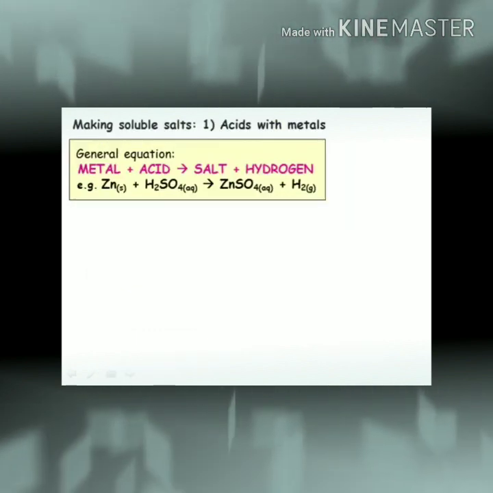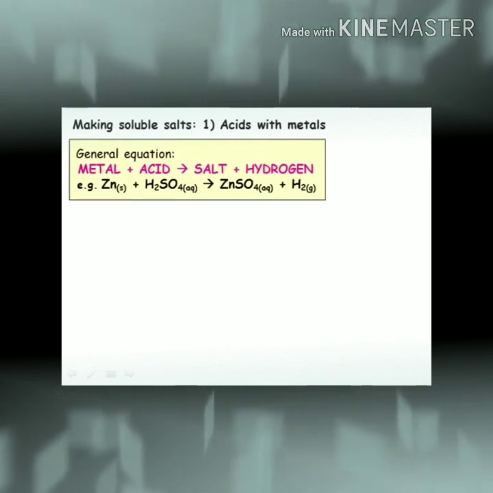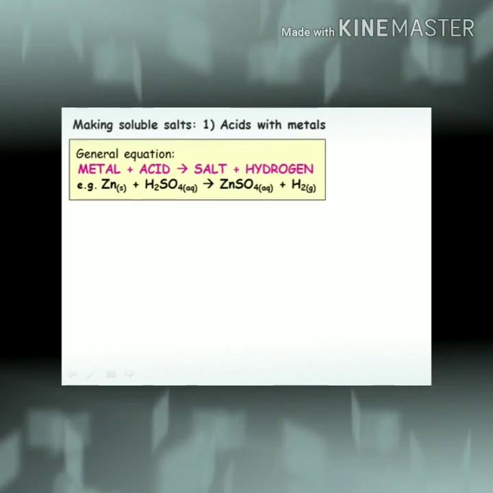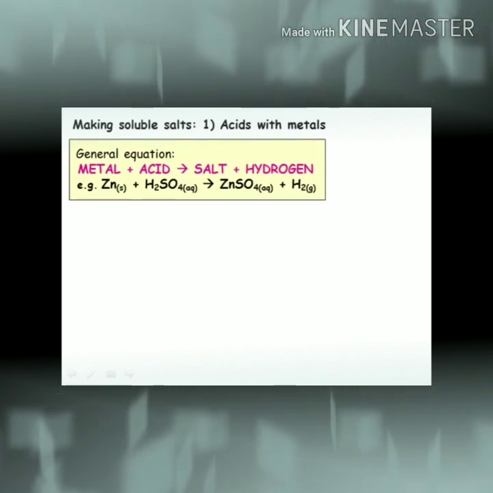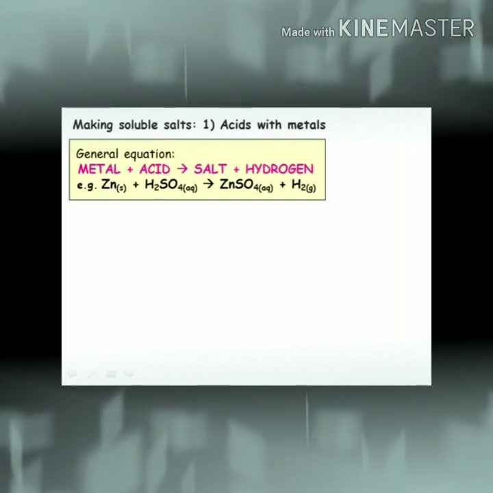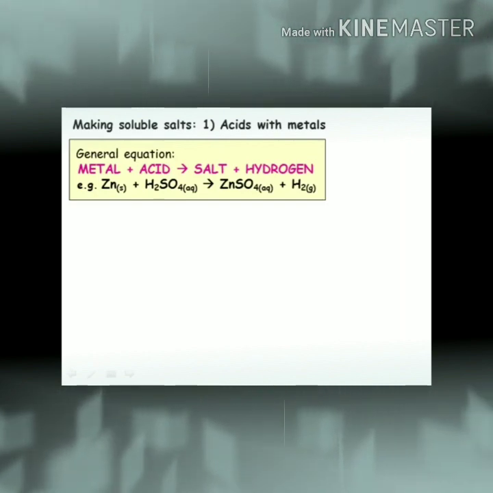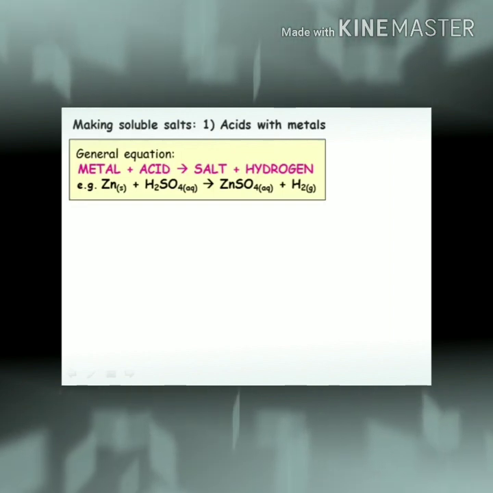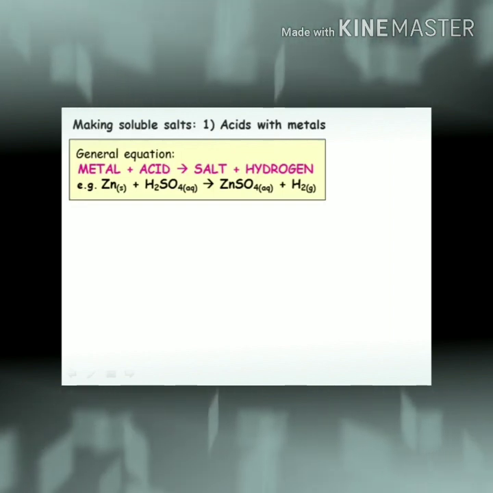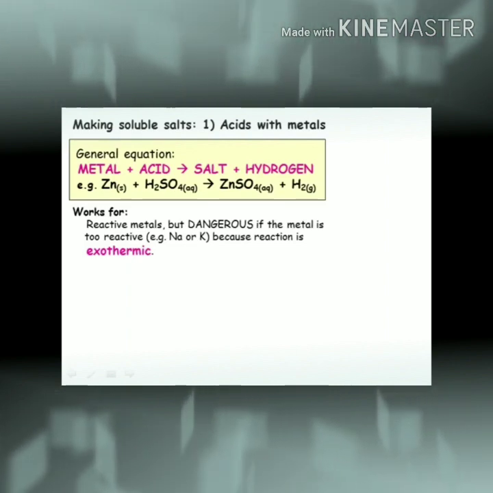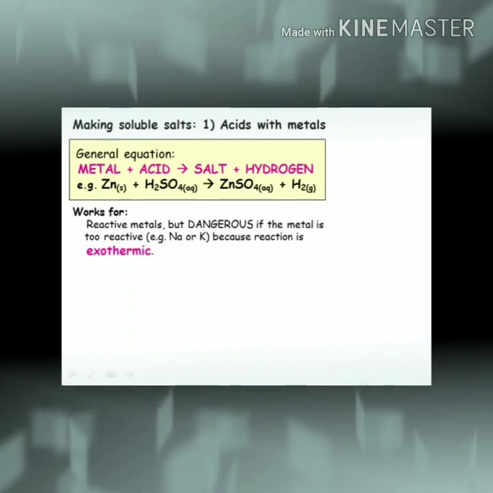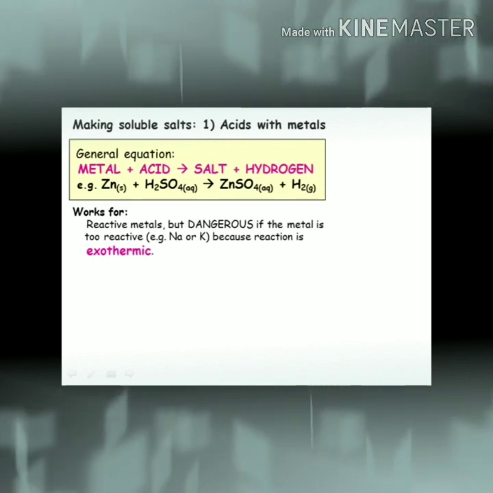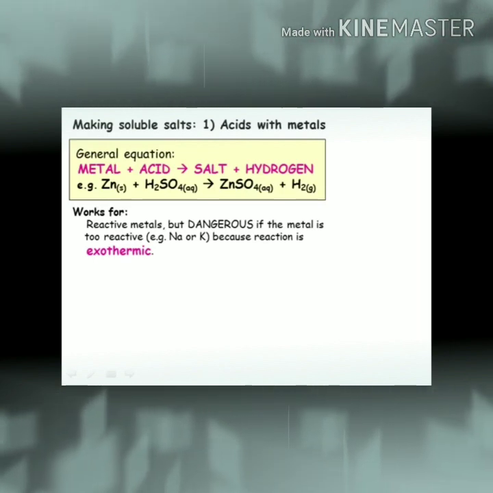And now let us discuss the making of soluble salt. Here is acid with metal. The general equation you can see here: metal plus acid, and the result will be salt, and of course hydrogen gas will be produced. Here is the example: zinc reacts with sulfuric acid to give zinc sulfate and hydrogen gas. As the metal reacts with sulfuric acid, it is a kind of exothermic reaction.